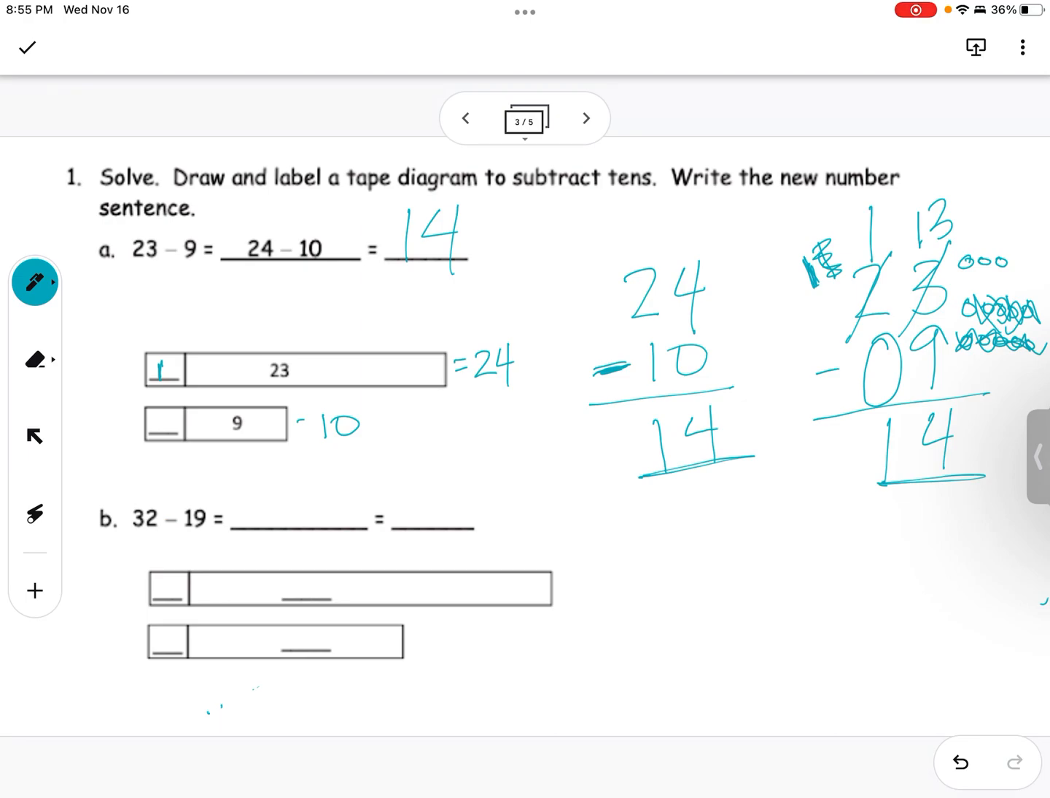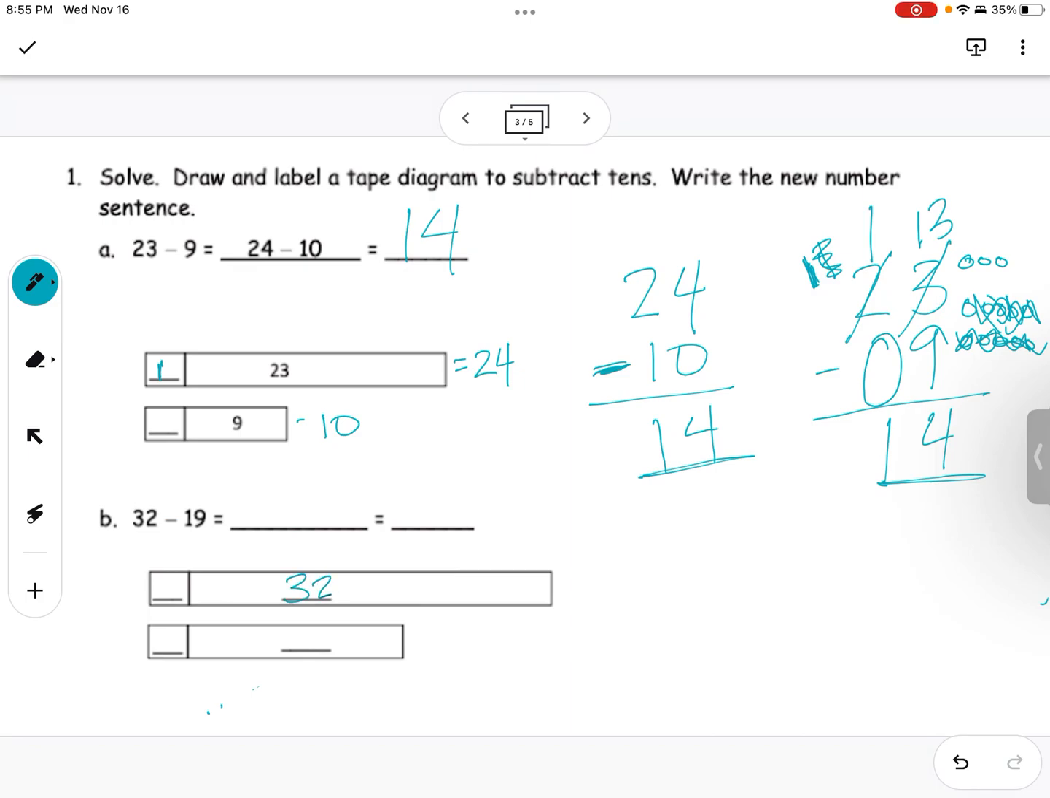But today, as we work on learning this strategy, I want you to do both ways for practice. So let's move our focus to problem B. We have 32 as our minuend, and we are subtracting 19, which is our subtrahend, and we are looking to find the difference, or the answer to a subtraction problem.